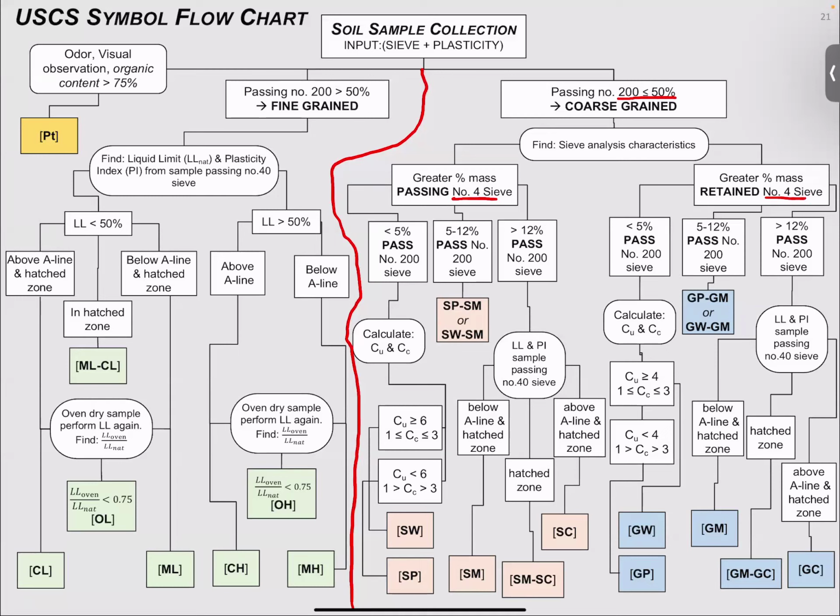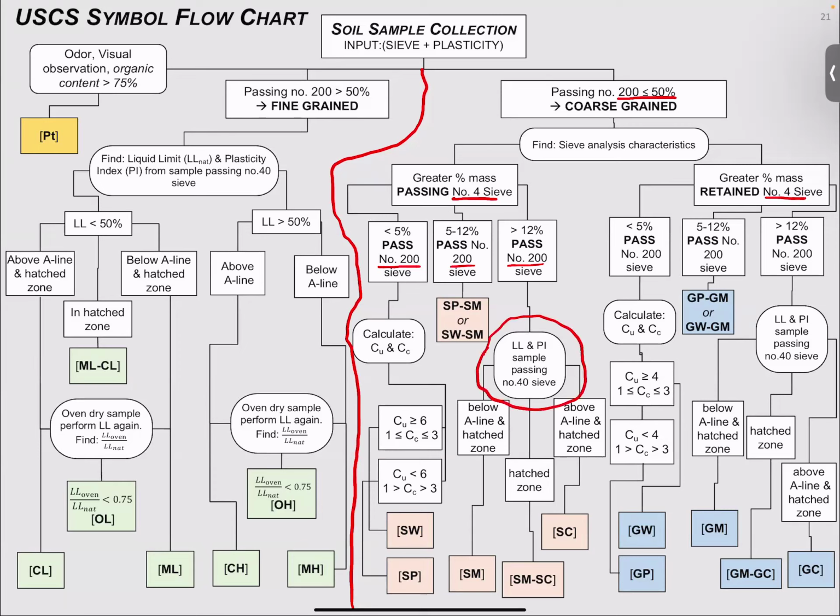If a greater percentage is passing the number 4 sieve, then we have a sand. And so for the sand, we look at this next thing here where we look back at the number 200 sieve. So we kind of have to go back. We start with the 200 sieve, then we look at the number 4 sieve, and then we go back to the number 200 sieve. The number 200 sieve is a little tricky because if we have greater than 12%, then we have to look at our plasticity chart again.